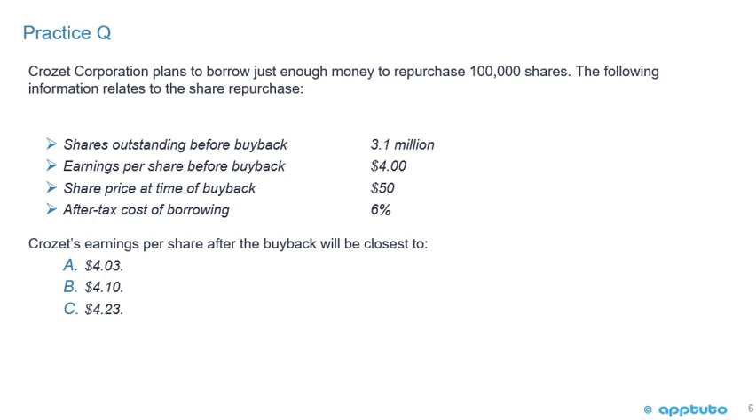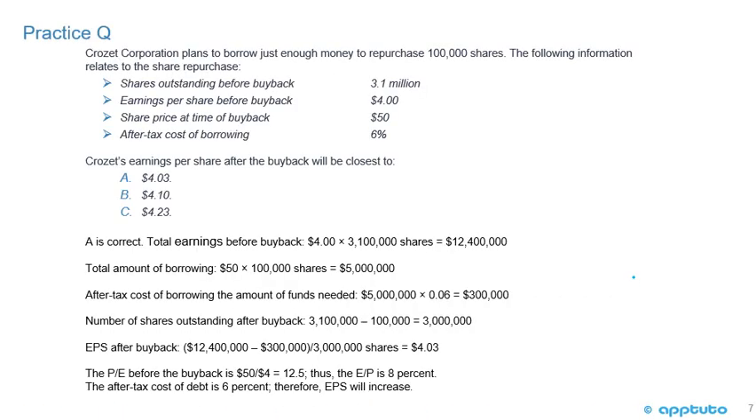Crozet Corporation plans to borrow just enough money to repurchase 100,000 shares. The following information relates to the share repurchase. The shares outstanding before the buyback, 3.1 million. The earnings per share before the buyback, $4 per share. Share price at the time of the buyback, $50. After-tax cost of borrowing is 6%. Crozet's earnings per share after the buyback will be closest to A, $4.03, B, $4.10, or C, $4.23.